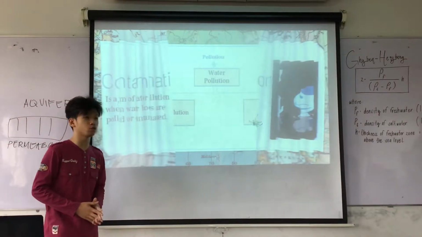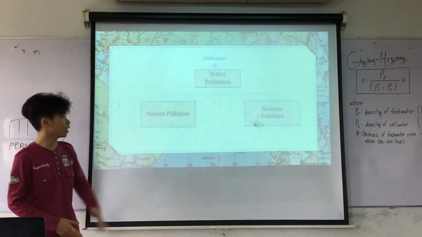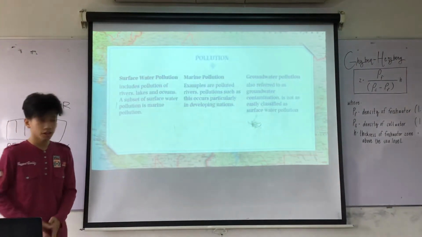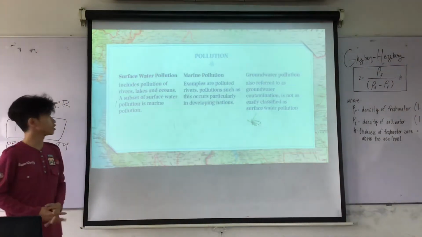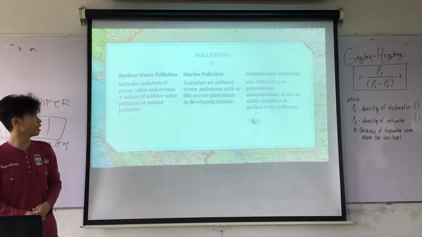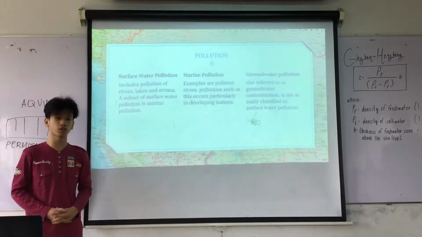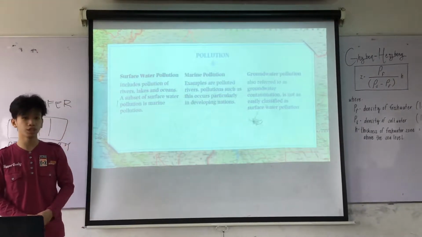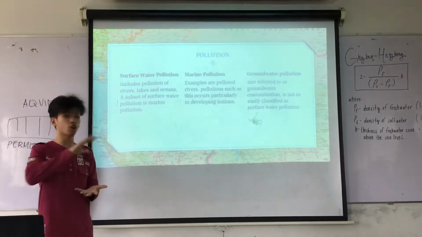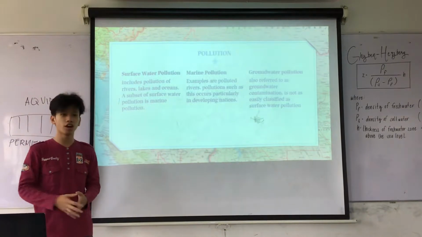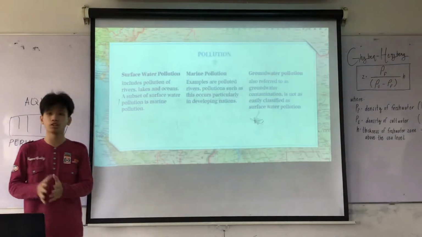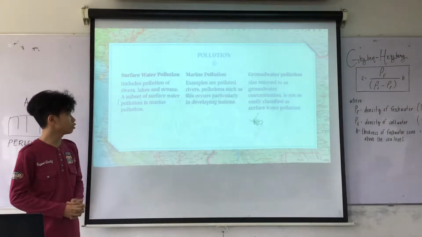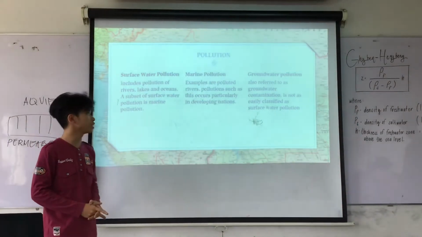There are two types of water pollution. One is marine pollution and one is nutrient pollution. Pollution of surface waters includes pollution of rivers, lakes, and oceans. A subset of surface water pollution is marine pollution, meaning that all surface waters we see here on Earth are considered surface water pollution when the waters are polluted. Marine pollution examples are polluted rivers. Pollution such as this occurs particularly in developing nations.